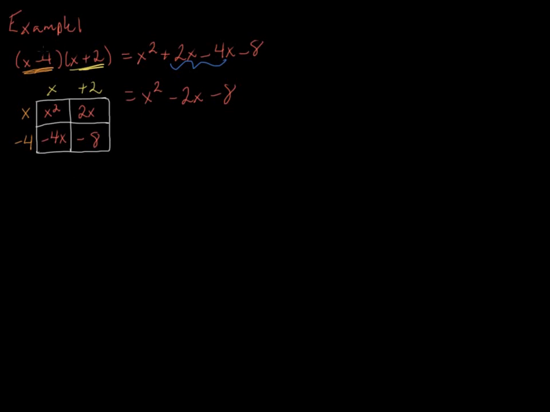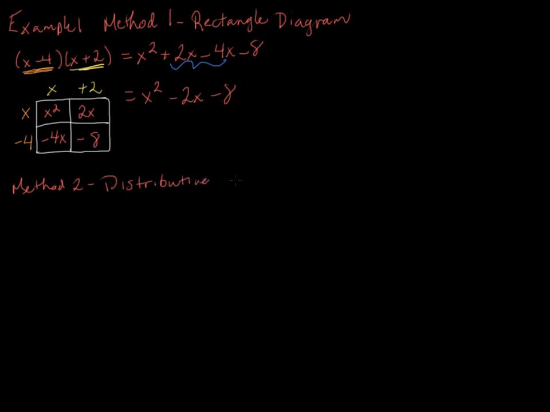Now, we could do a different method. So we'll call this method 1. Actually, I'll put that up here. Method 1, and this is called the rectangle diagram. Now the second method, I'll say method 2, uses something called the distributive property. Distributive property right there. So that's kind of a big word. Let's describe what that actually means.